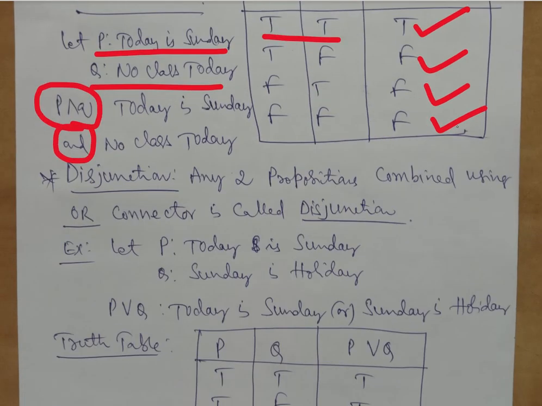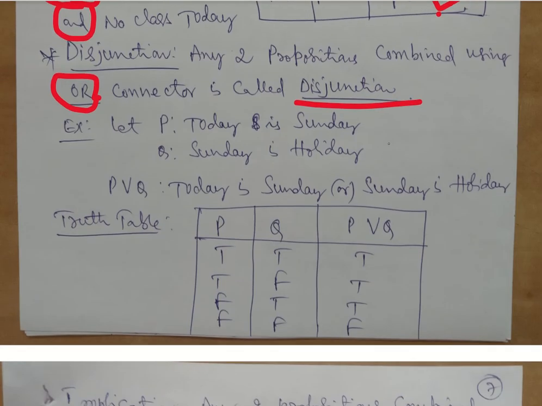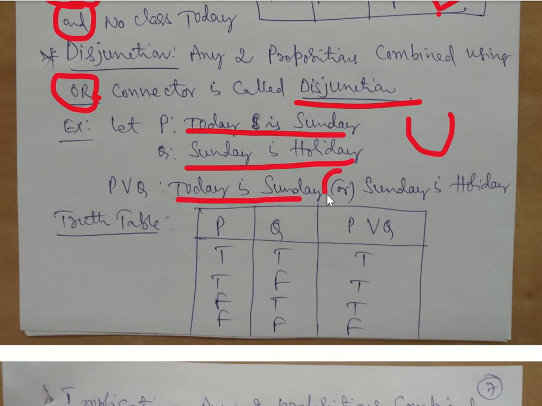Now disjunction, which is OR. Any two propositions that are combined using the OR connector is going to be a disjunction. That is like your U in set theory, union type. So if you take an example, today is Sunday, Sunday is a holiday. You take any example of your choice, nothing wrong in that. So today is a Sunday or Sunday is a holiday. Two propositions combined, and you know in the case of OR gate, if at least any one is true, you will get a true. In all other cases you will get false.